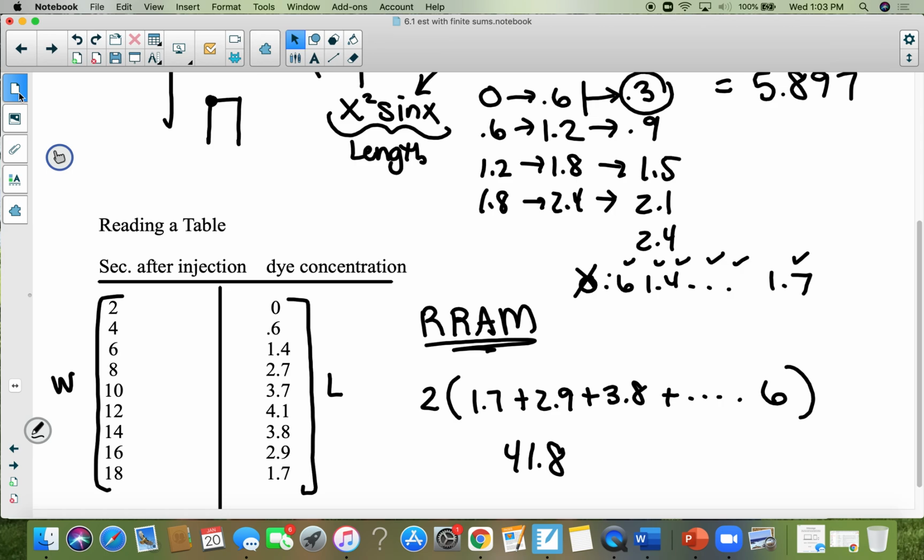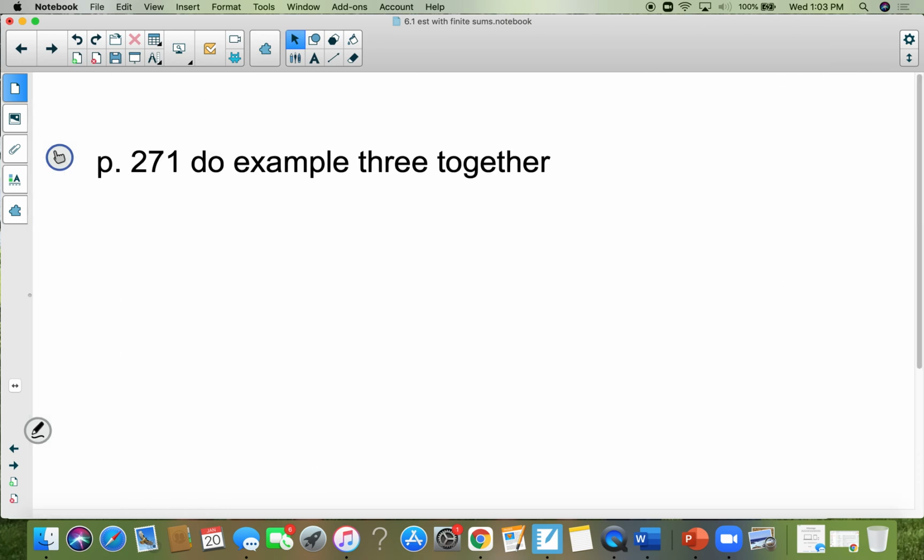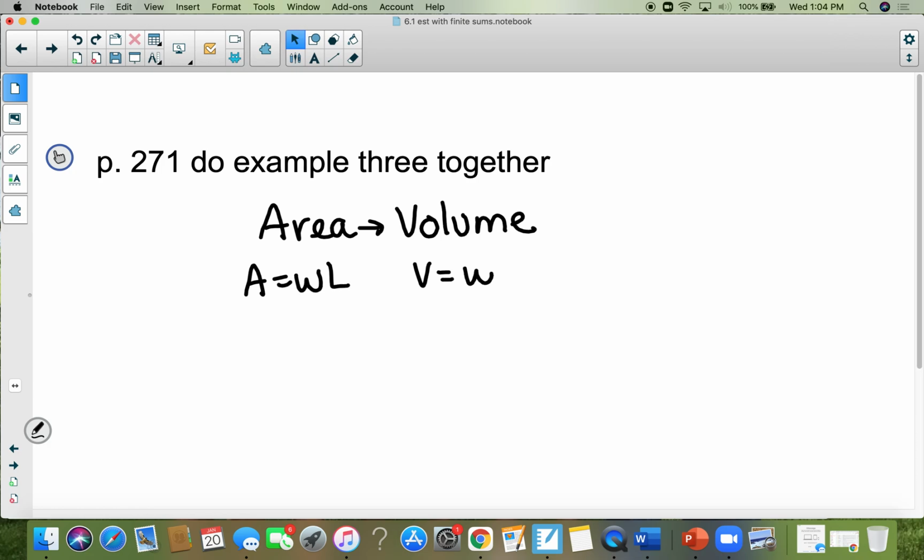Okay, I think we're on the last slide. Nope, one more slide. Page 271, I'm going to do the example with you. Instead of finding the area, they want you to find the volume instead. Well, you know area is width times length. You know volume is width times length times height.